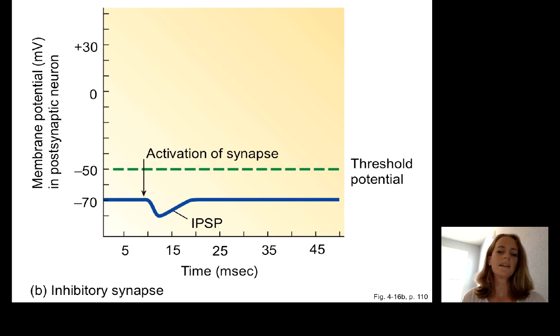The opposite would be if we have a neurotransmitter and receptor pair that causes an increase in chloride or negative ions into the cell, and that will take us from rest below rest, or hyperpolarizing, and that will give us an IPSP, and now we're even further from threshold than we were at rest, and it will be even more difficult with an IPSP to activate and get to threshold.